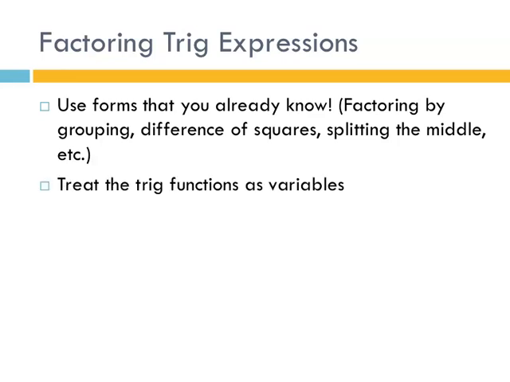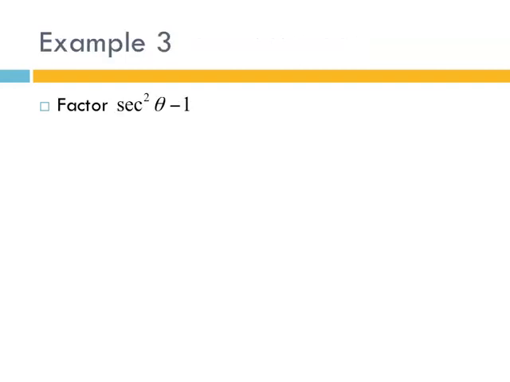So instead of normally when you're factoring a quadratic, it would be, for example, x squared minus 3x plus 2. Now instead of x being the variable, you're going to have the entire trig function as the variable. So sine of x, for example, would be your x value. So let's take a look at some examples.